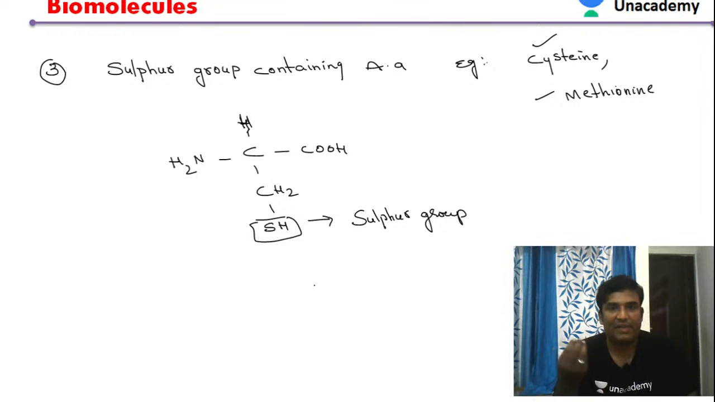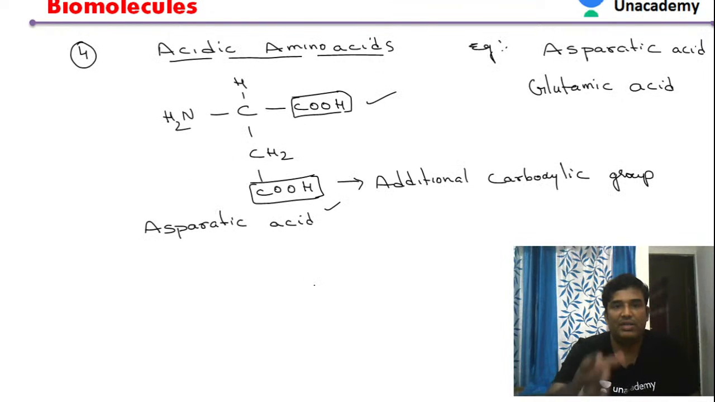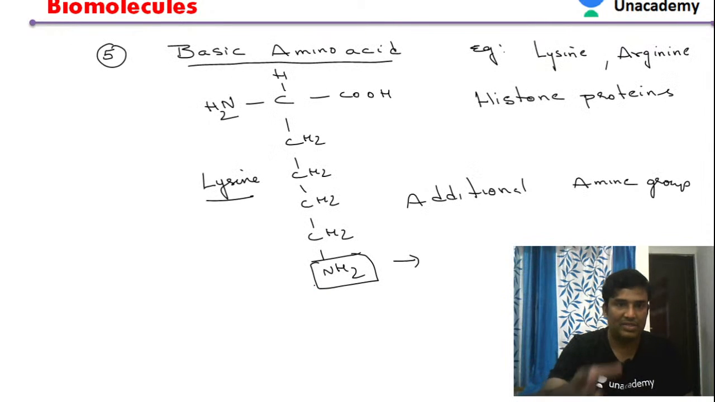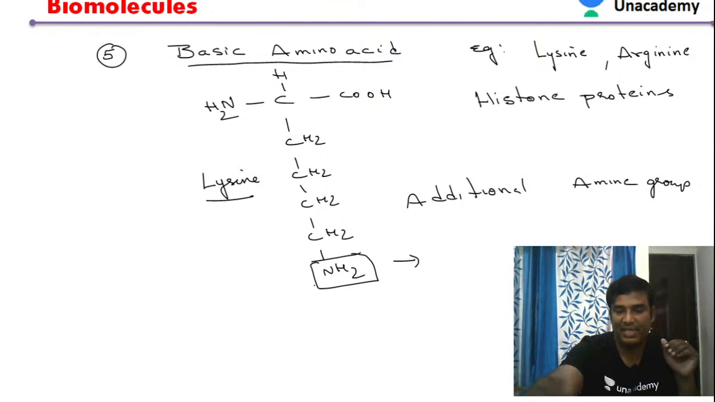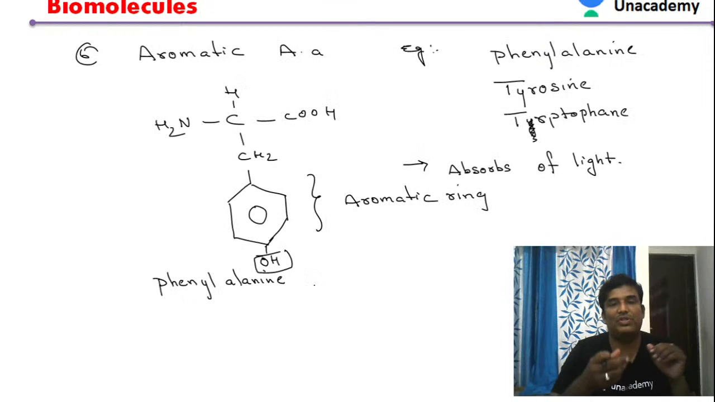Similarly, you can see sulfur containing amino acids. The best examples of sulfur containing amino acids are cysteine and methionine. Then acidic amino acids, the best examples are aspartic acid and glutamic acid. Then similarly basic amino acids. Why are they called basic amino acids? Due to the additional amine group, they are called basic amino acids, lysine and arginine. These are the best examples of basic amino acids. They are part of histone proteins.